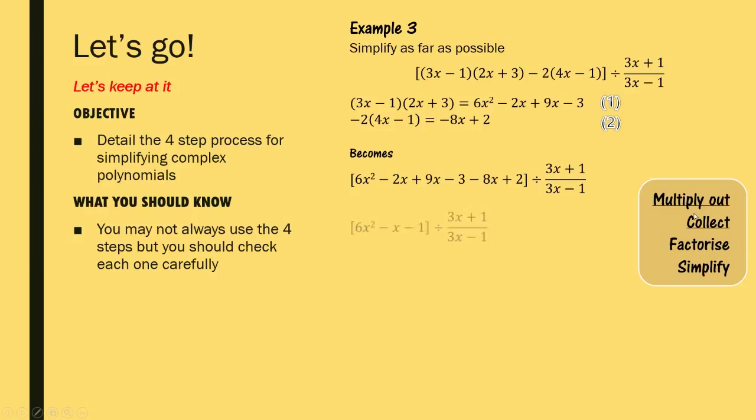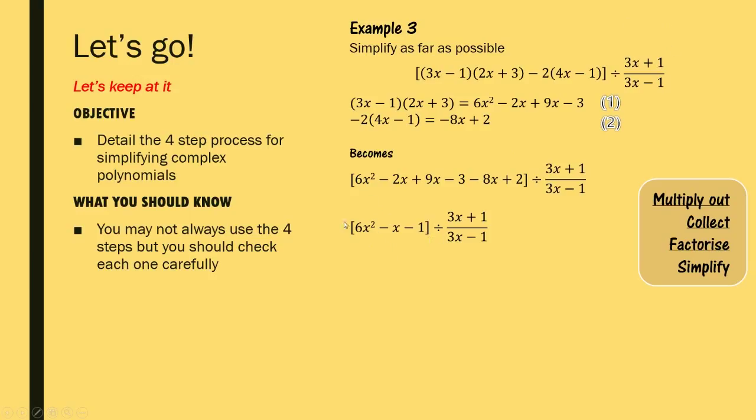Next bit is to collect them. So we have 1 x squared term, so it's 6x squared there. I have minus 2x plus 9x minus 8x gives me minus x, and then I have minus 3 plus 2 gives me minus 1, and that's divided by 3x minus 1 upon 3x plus 1. You'll notice that we haven't done anything with this yet. This is very common, this bit to the right we did not actually touch at this stage, unless it was the difference of two squares. Always watch out for that.